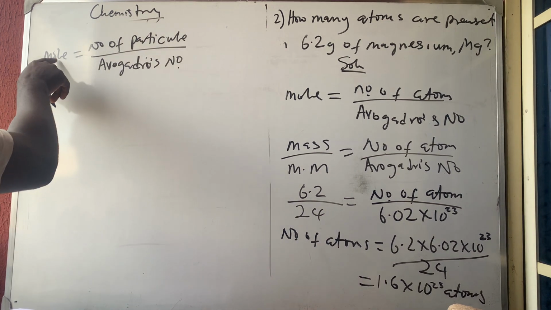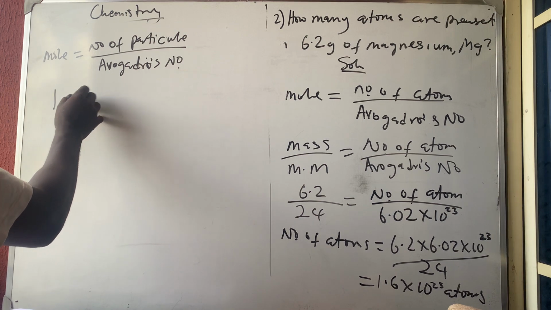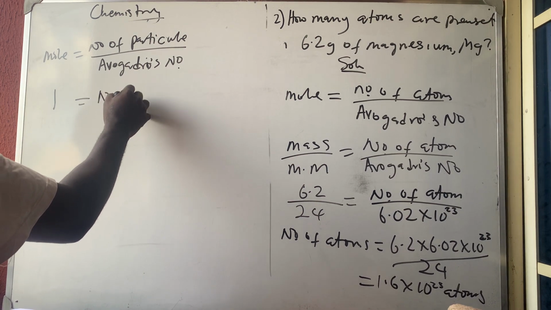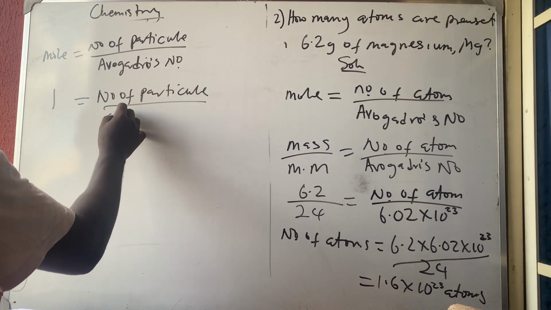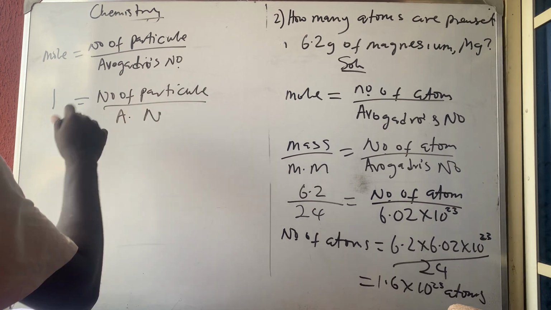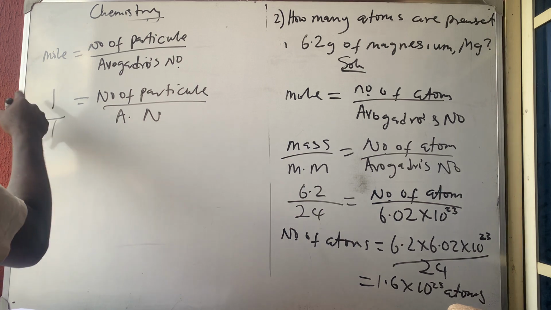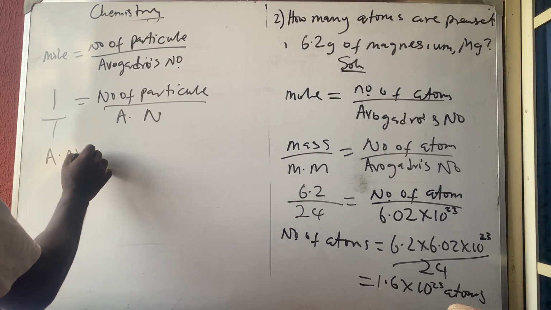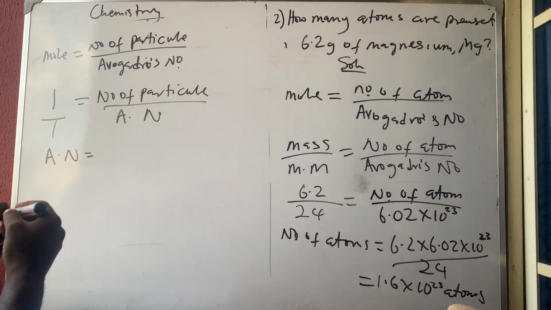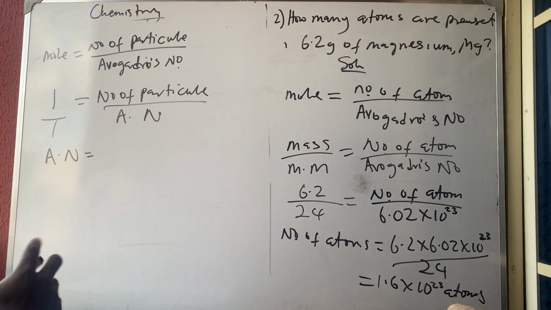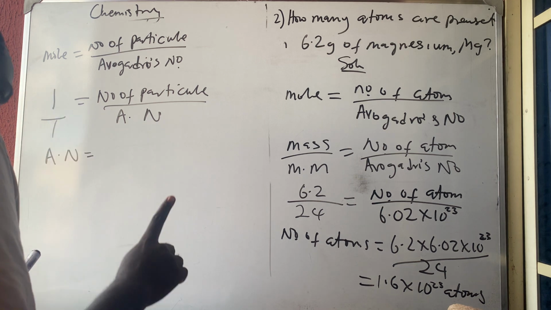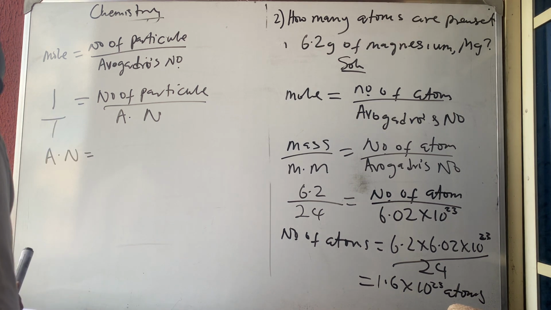So they say that it's just 1 mole. So 1 is equal to the number of particles all over Avogadro's number. If you cross multiply, Avogadro's number is equal to the number of particles when we have just 1 mole of a compound. Okay? So that is that.